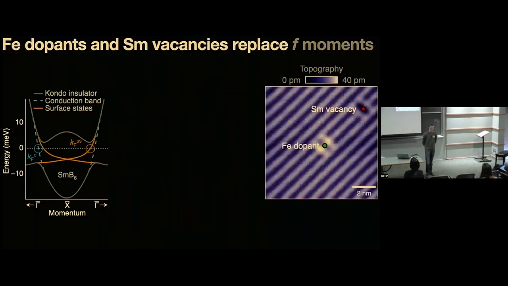In SmB6, we get a few different kinds of dopants. Here is an image of an iron dopant and a samarium vacancy. Both of these dopants replace a samarium f moment, and so we would expect both of them to behave as Kondo holes.